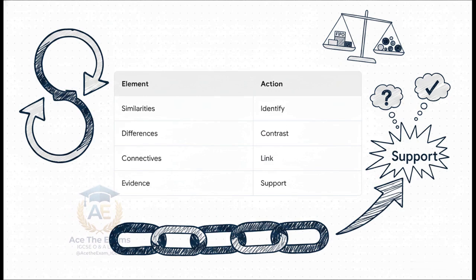Here is what an A-star sentence sounds like. Whereas FIFO results in a closing inventory valuation that is much closer to current market replacement costs, AVCO smooths out the impact of volatile price fluctuations, which, according to the stimulus data, is absolutely crucial for this specific business's cash flow planning. Boom! That sentence uses a comparative connective, it provides stimulus evidence, and it draws a definitive conclusion on relative importance. That is how you win.